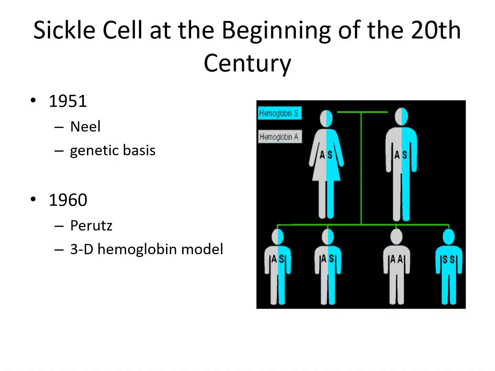1/4 have a probability of being homozygous for hemoglobin SS. 50% have the probability of having a trait, and another 1/4 have the probability of being completely normal. Now, in 1960, Max Perutz developed a 3D model of the sickle hemoglobin molecule that allowed us to define that fibril formation from the different tetramers.